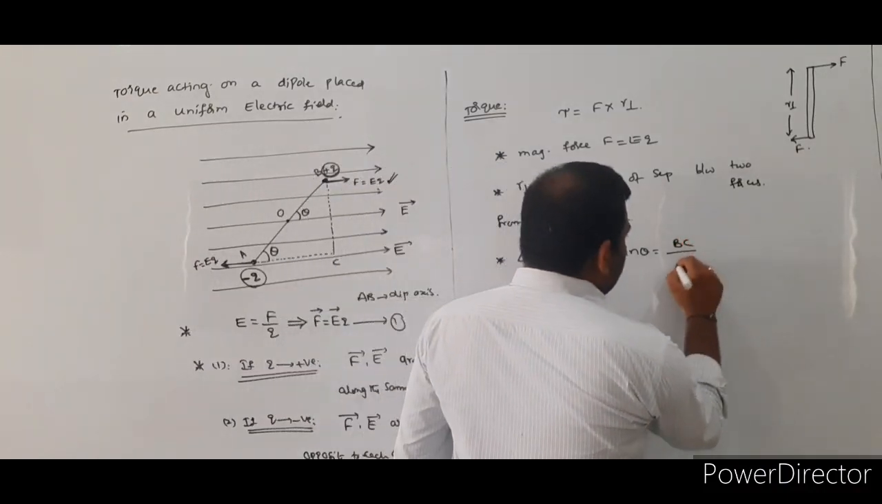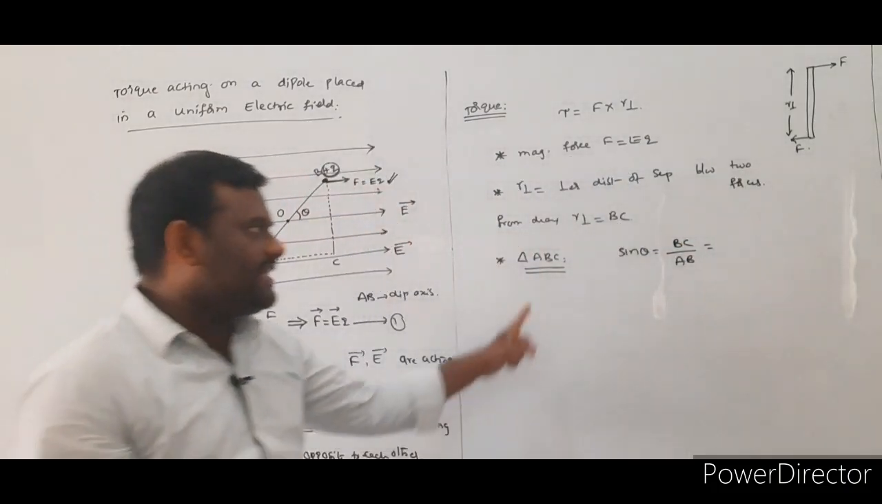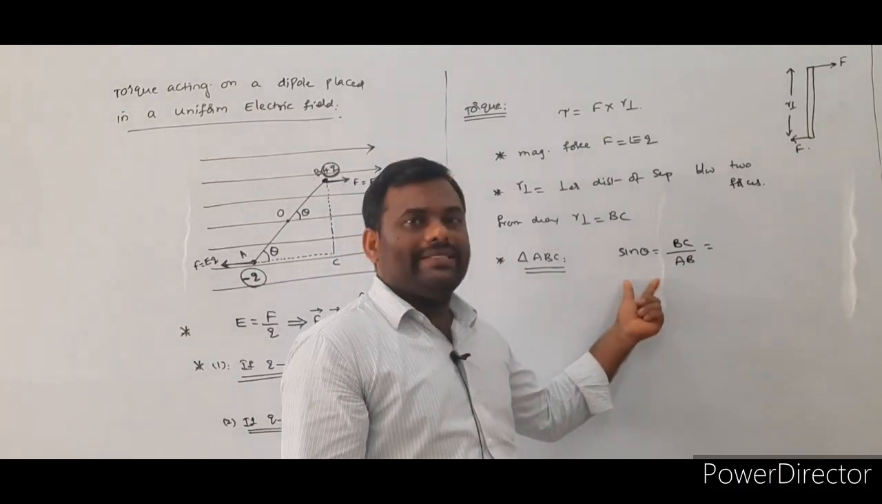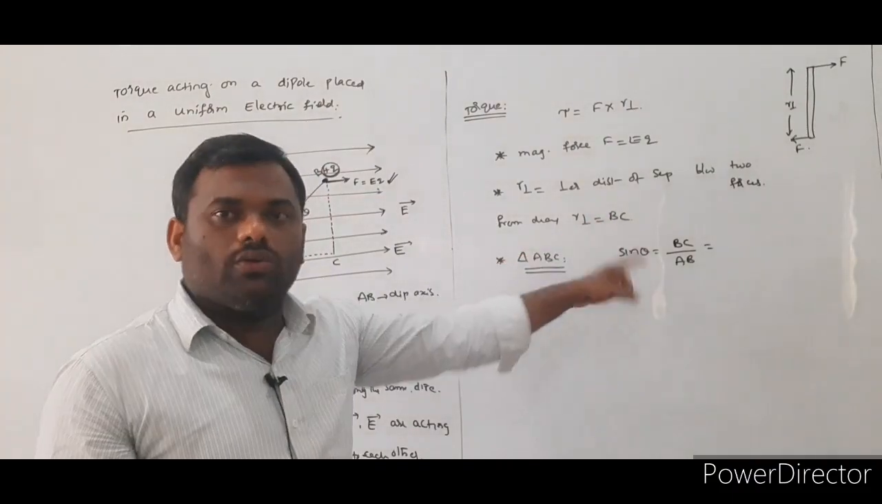BC by hypotenuse is equal to AB. From the triangle ABC, which triangle we consider here? Triangle ABC will be considered. From the triangle ABC, sin theta is equal to BC by AB. So BC value only we have to calculate.